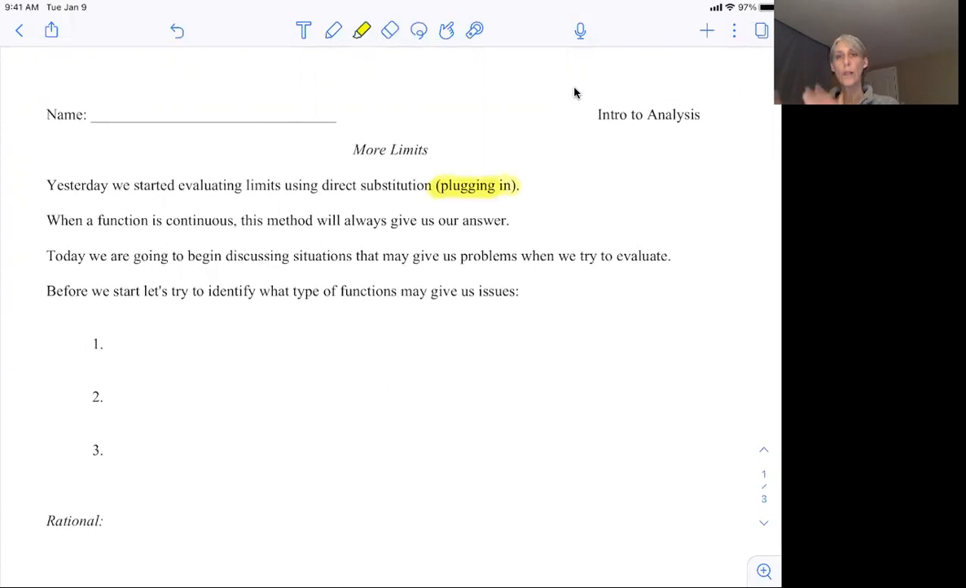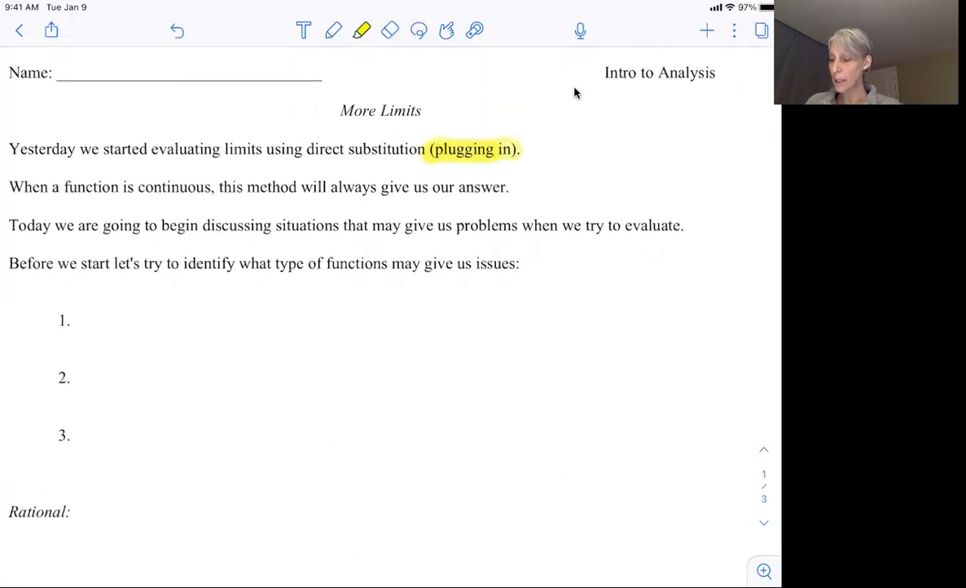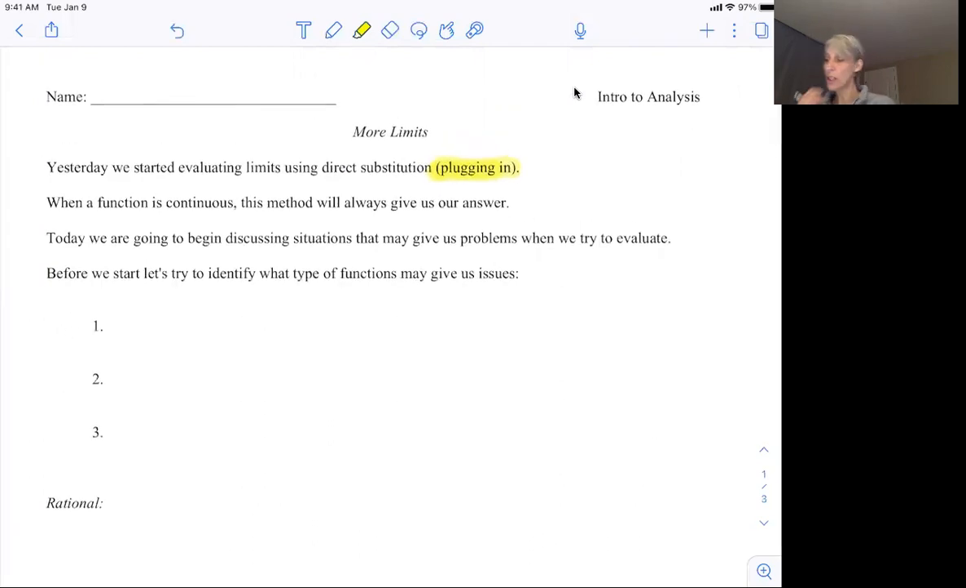So similar to reading our answers off the table, it's just going to mean our function value matches our limit. Today, we're going to be discussing some situations that may give us problems when we try to evaluate them. Those are going to happen when our functions are not what we call continuous, or when we have places where our function may be undefined or some other issue going on with the problem.